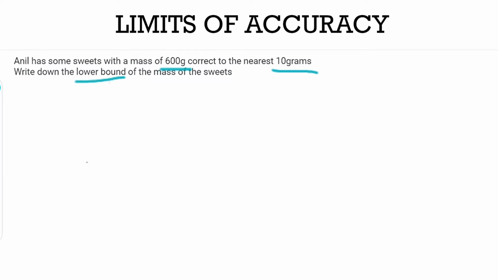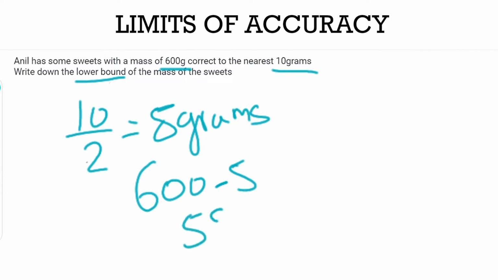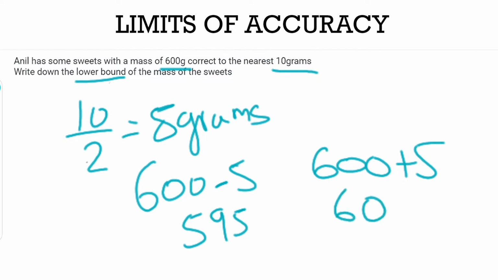In order to calculate the lower bound, first we will divide 10 by 2, which is 5. So 5 grams. Now it is asking for the lower bound, so we will subtract 5 from 600. 600 minus 5 is 595. If the question says to write down the upper bound of the mass, we have to add. To find the upper bound, we will add, and it will be 605.